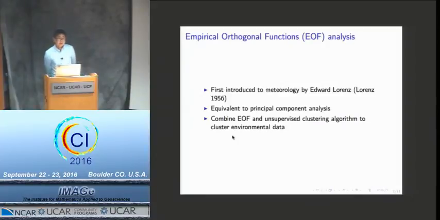The first method that we use is the famous empirical orthogonal function analysis. It's the standard and classic method in meteorology. It's equivalent to principal component analysis in statistics. However, the result from EOF was not as good as we expected.